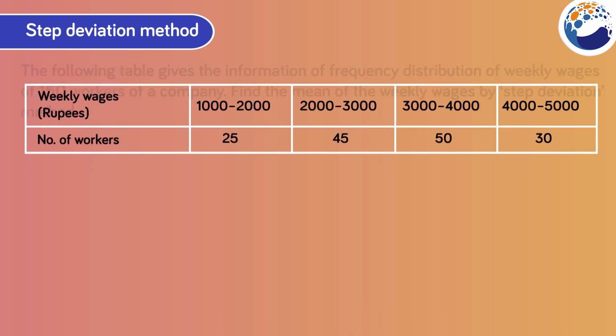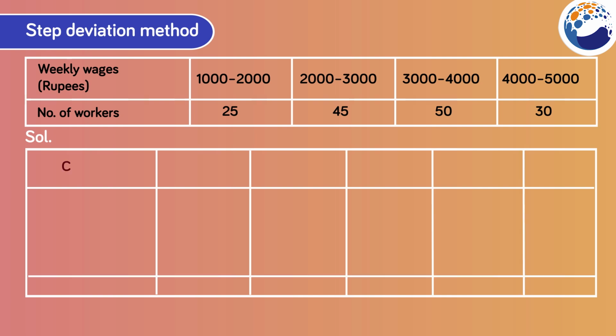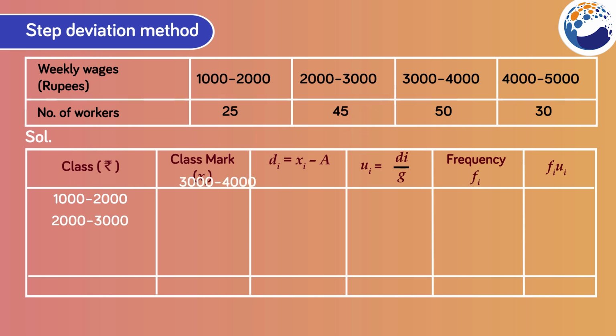Solution. There are 6 columns in this method. First column for class, second for class mark, third for deviation, fourth is ui, fifth is frequency fi, and last is fiui. First we write the given classes and frequency in their respective columns. Now we calculate the class mark one by one.